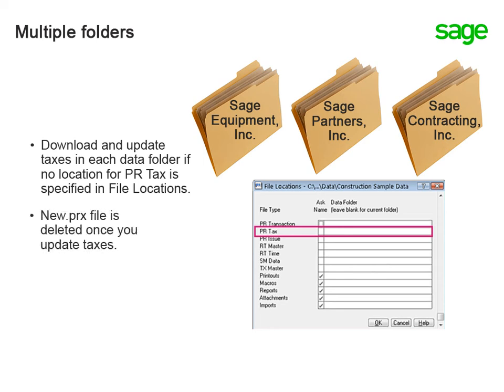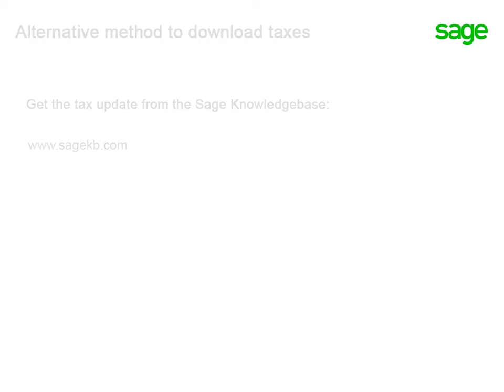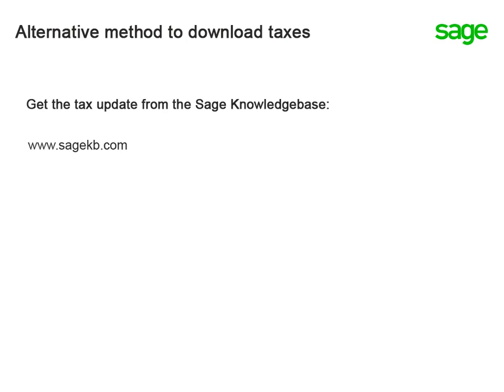I can't download the file once and update taxes in each folder? No, because the new.prx file is deleted once you update taxes. So that's why you'll need to download taxes for each company folder. Got it. If you have trouble using the Download Taxes command from your payroll application, you can go to the Sage Knowledge Base and download them from there.